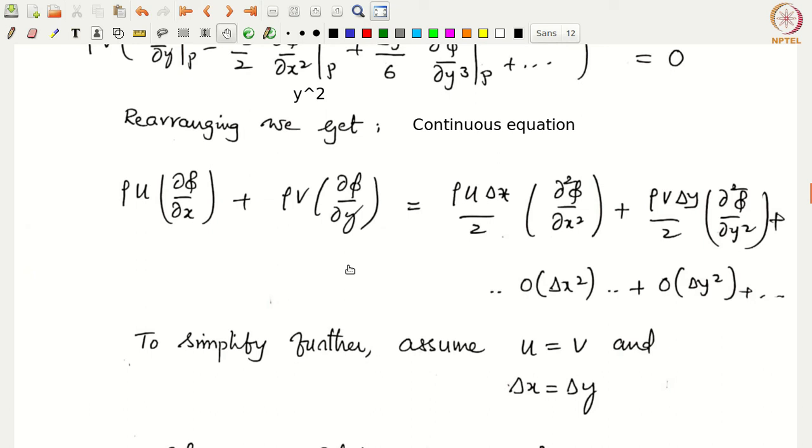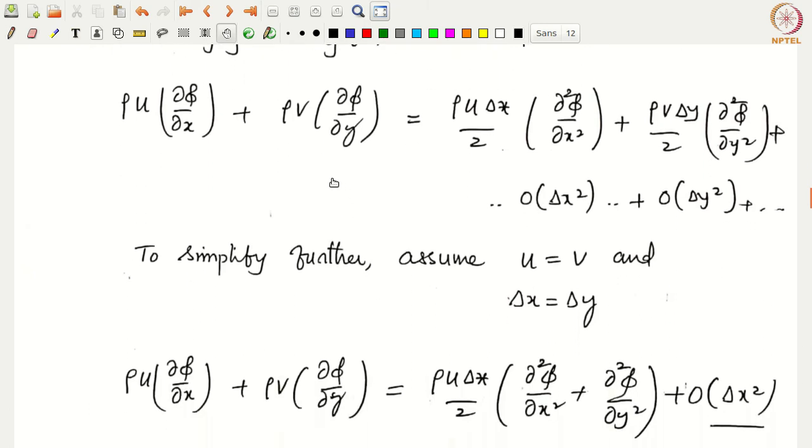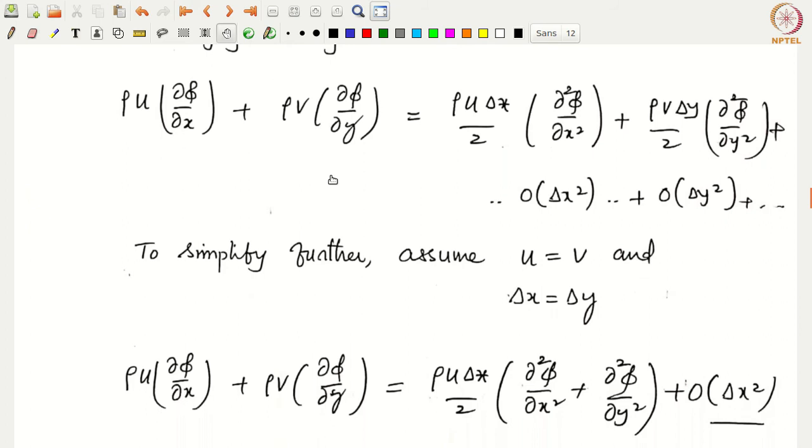but we would like to do some more simplification before we call it a modified equation. In order to make things a little simpler, let us assume that u and v are not only constant but also equal. They are positive and they are also equal. Let us also assume that we have a uniform mesh in both directions, that is, delta x equals delta y. These are a couple of simplifications to make the analysis easy.